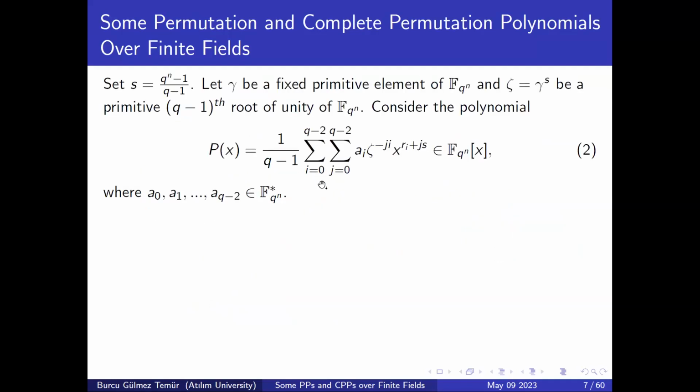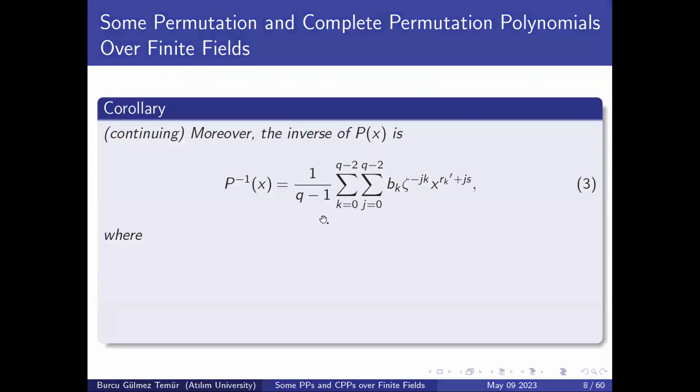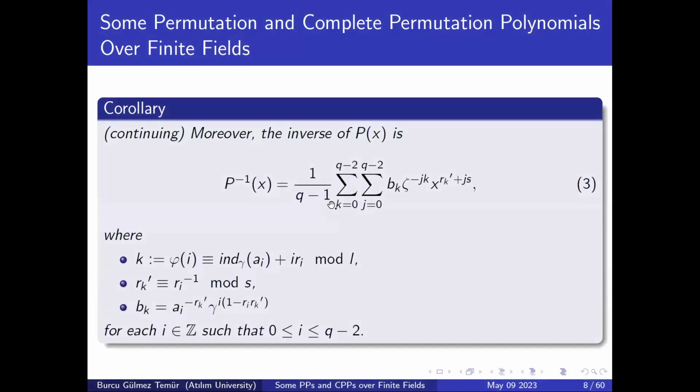Now, in a paper of Wang, we have seen this polynomial. It looks complicated, but it is not actually. Wang gave the conditions for this polynomial to be a permutation polynomial, and he has a corollary. A polynomial of this form is a permutation polynomial if and only if these two conditions in (i) and (ii) hold. This is if and only if, and moreover, you can find the inverse of this polynomial. And here the coefficients are like this.